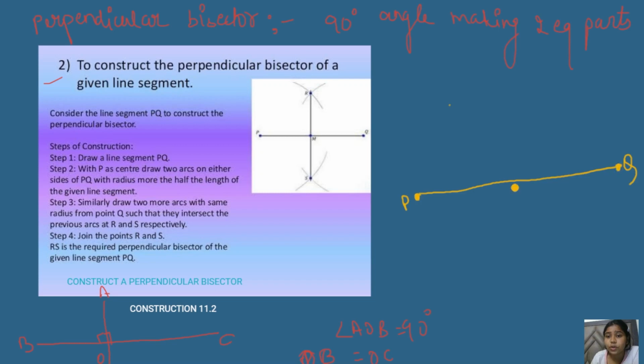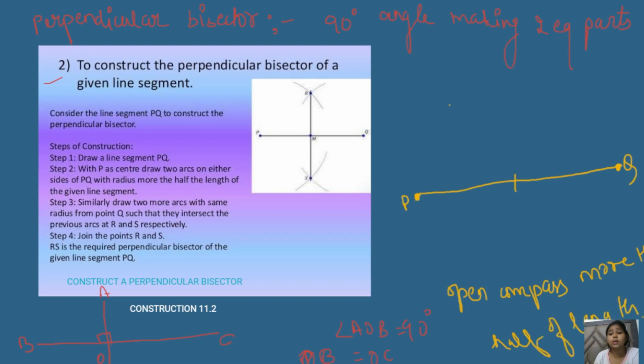You have to open the compass. This is the half of this. Open the compass when you have to draw the arc. Always, if the distance is not given, always open the compass more than half of the length. It can be 0.1 centimeter more than half of the length, any length, but it should be more than half of the length.